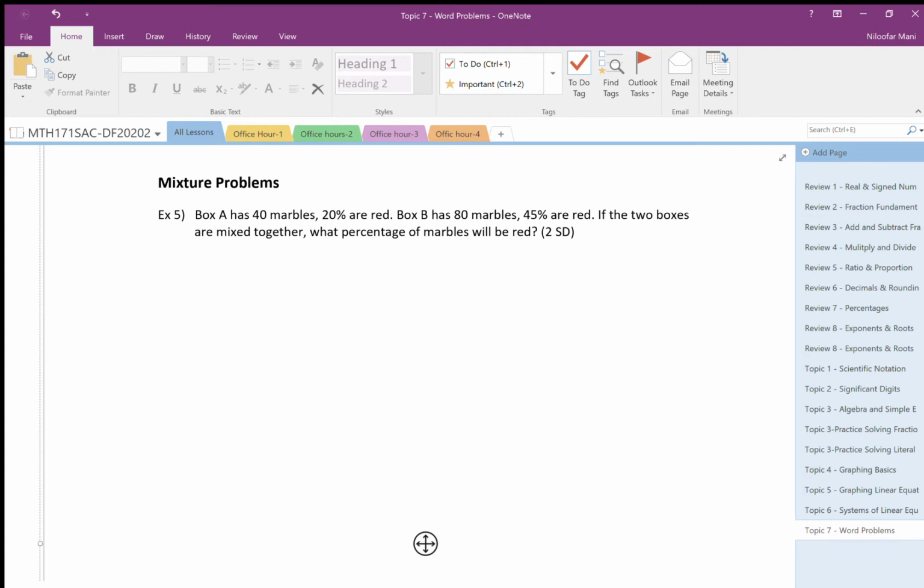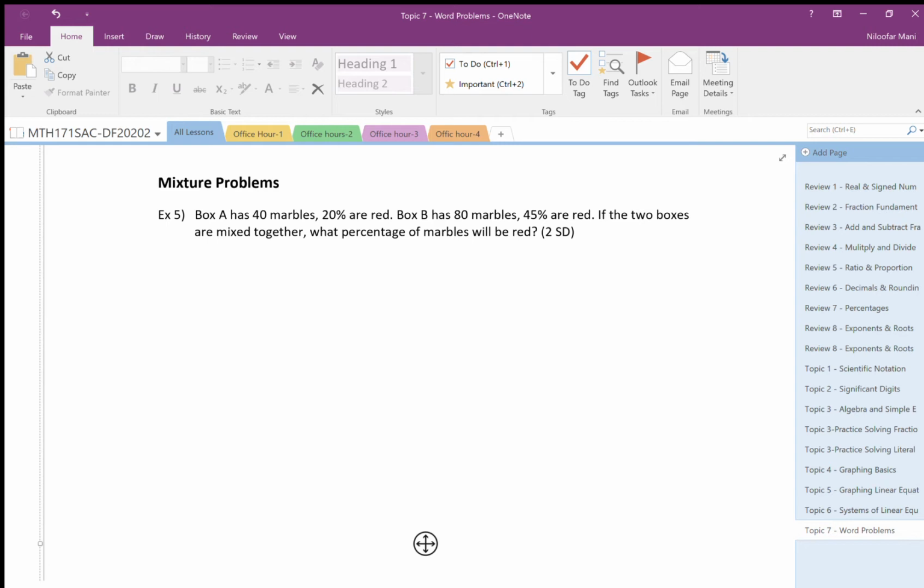I have a box A which has 40 marbles, and 20% of them are red, and the box B has 80 marbles that 45% are red. I don't know about the rest. So box A 20% and box B 45%. If I mix the two boxes together, what is the percentage of marbles which are red?